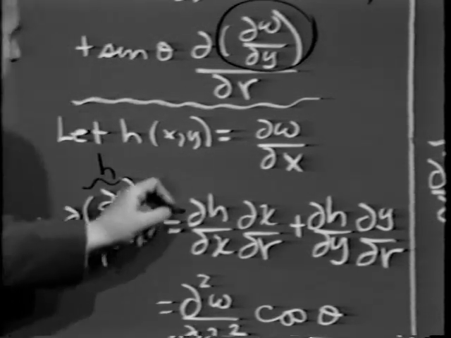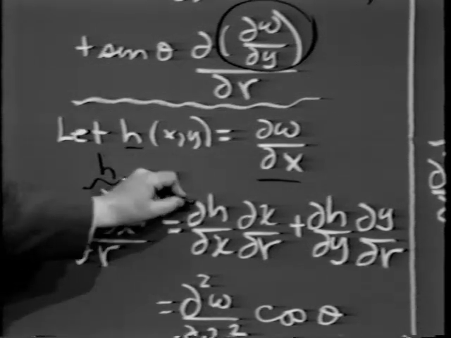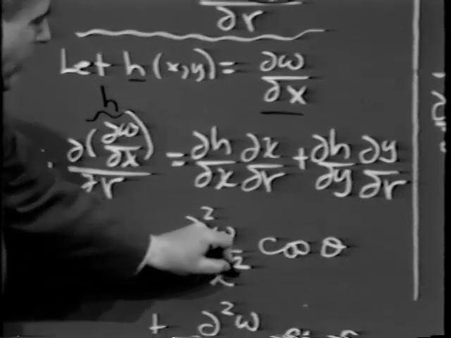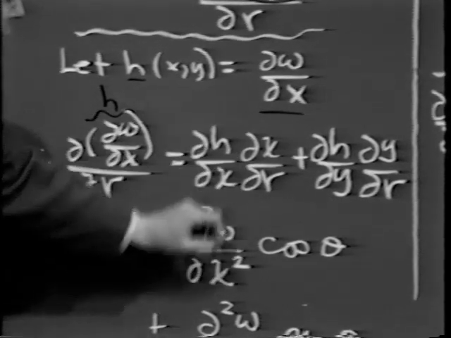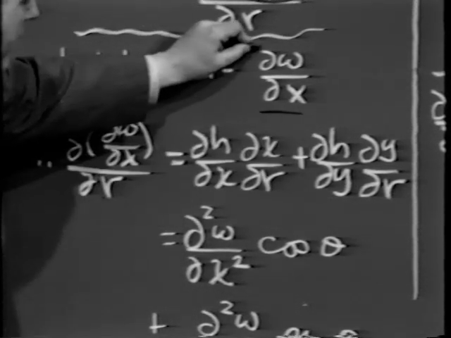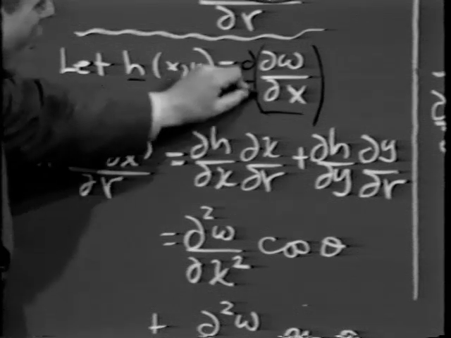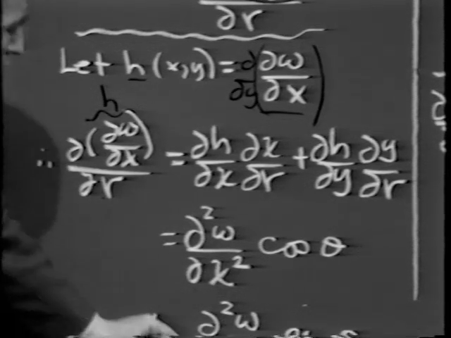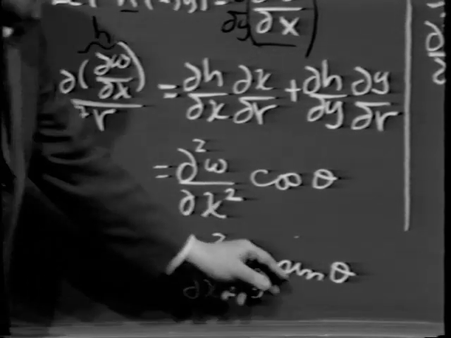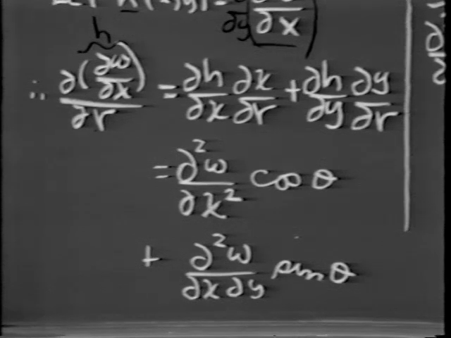Of course, if we now remember what h is, see, h is the partial of w with respect to x. So if I differentiate that again with respect to x, I get the second partial of w with respect to x. We've already seen that the partial of x with respect to r is cosine theta, so I have this term. The partial of h with respect to y really says: differentiate the partial of w with respect to x with respect to y, and the usual way of abbreviating that is like this, which again is explained in the reading material. And we now multiply that by the partial of y with respect to r, which happens to be sine theta.